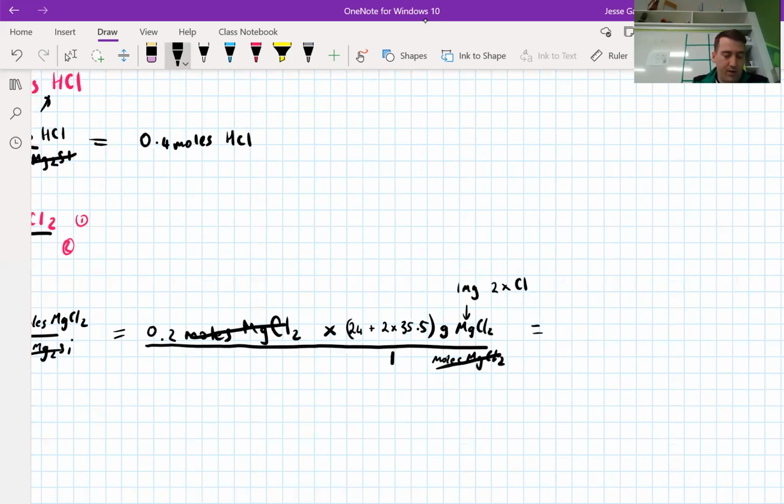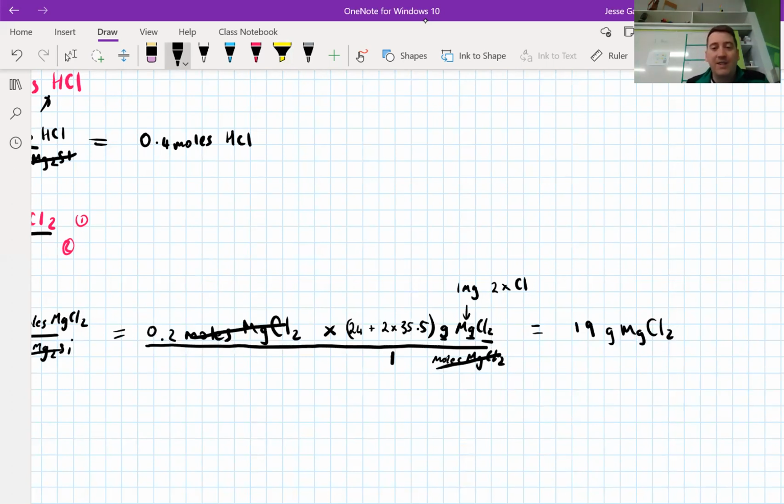Okay, so, and probably a good idea to do this in brackets. And that gives me 19. So if you got 19, well done. And what are the units? It's grams of MgCl2. Grams of MgCl2.